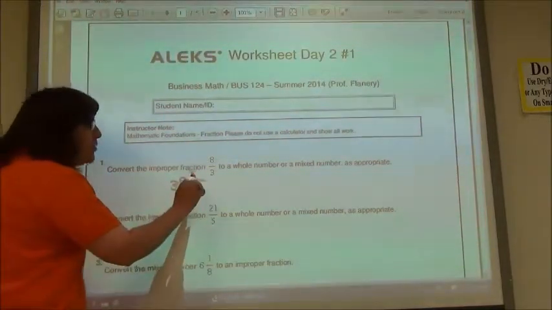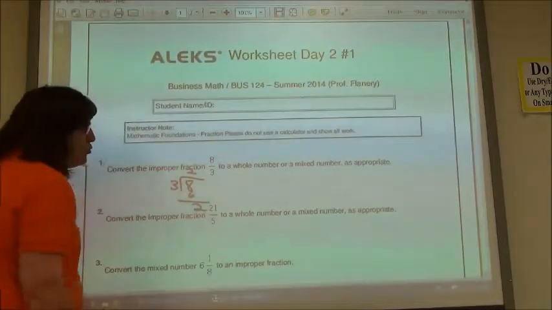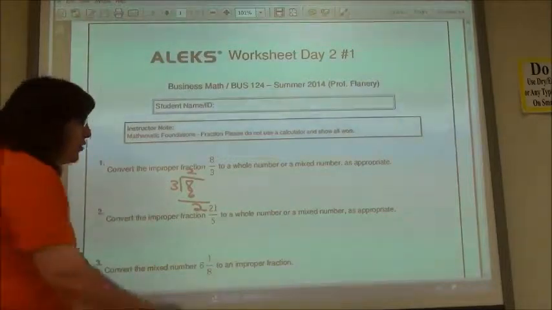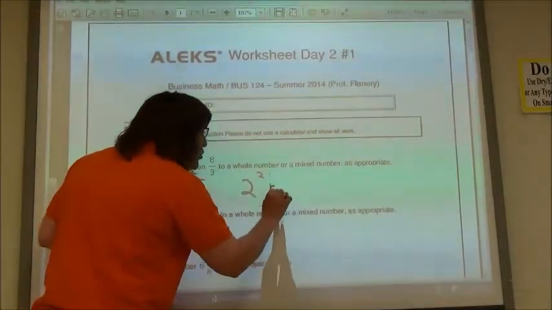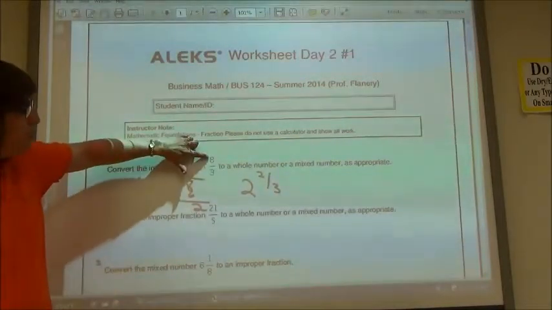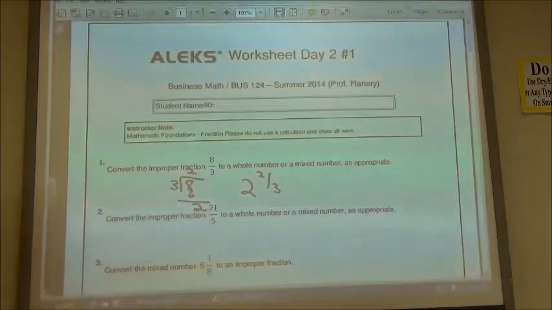3 goes into 8 2 times, and 3 times 2 is 6, and I've got a remainder of 2 left over. So when I write that, I put the remainder over the divisor. So 2 and 2 of my thirds left over. So 3 went in there 2 times. I had 2 out of the 3 left over, 2 and 2/3.